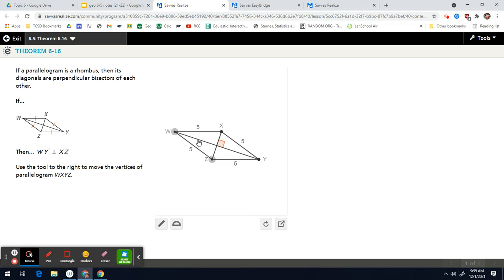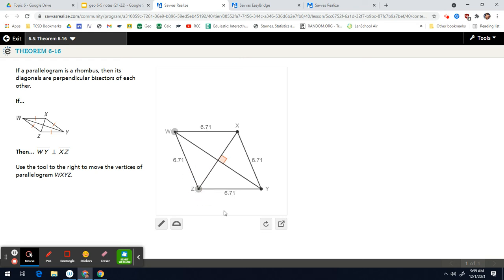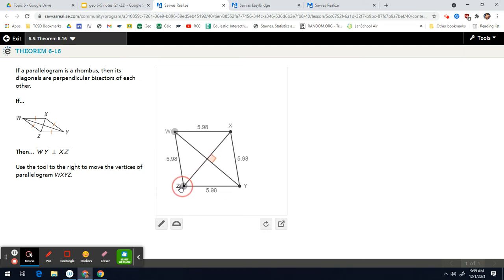Okay, so again, I'm allowed to move the vertices here. So let's move X, or let's move Z. When I move Z, notice the four sides remain the same, and notice your diagonals, again, remain perpendicular. And again, I can scoot it left, right. There you go.